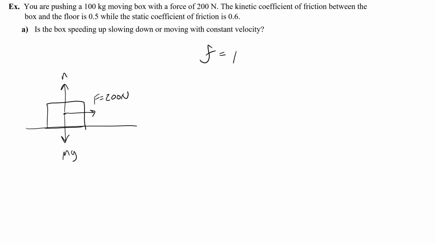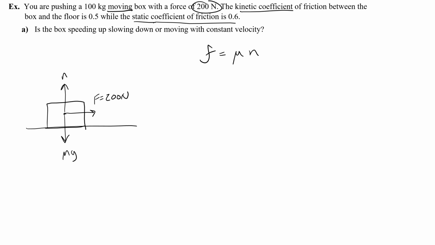I know it's going to be mu times normal force because friction is fun. But will there be static or kinetic friction? I'm given the coefficient of both. So how do I decide? Well, I could calculate the static maximum friction and the kinetic friction and compare it to this applied force. But let's take a look at what we're told about the motion of the box before all that.